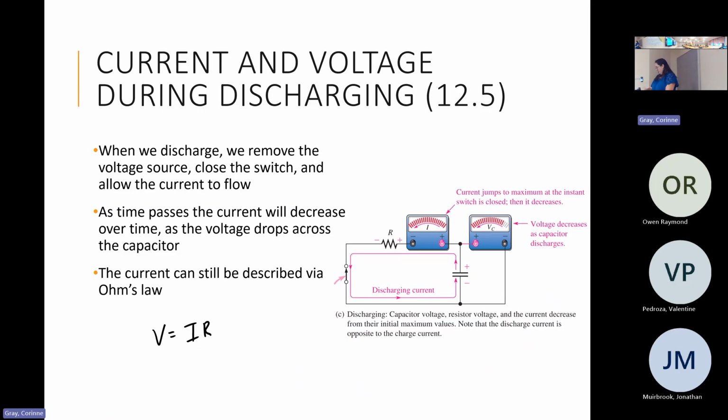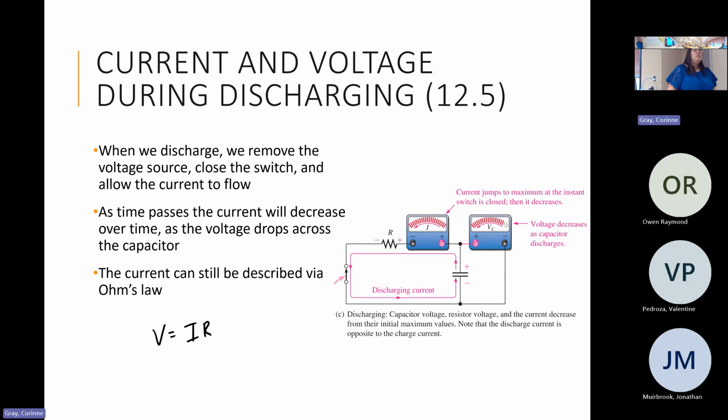Using Ohm's law is only going to get us instantaneous values for the voltage or the current passing through this resistor here. So again, it works, but it's not going to be the best method to calculate values.